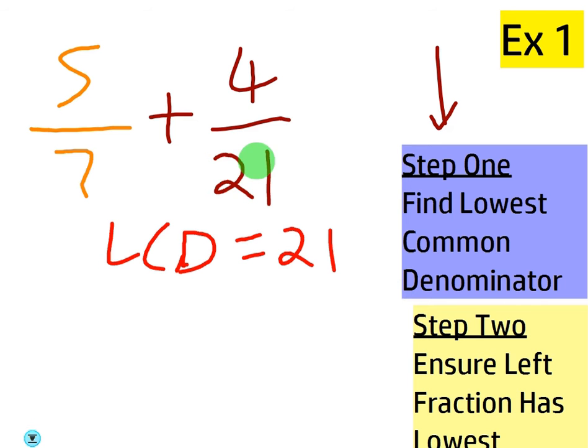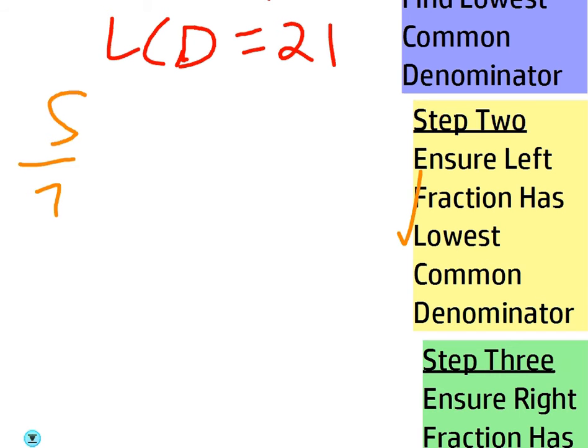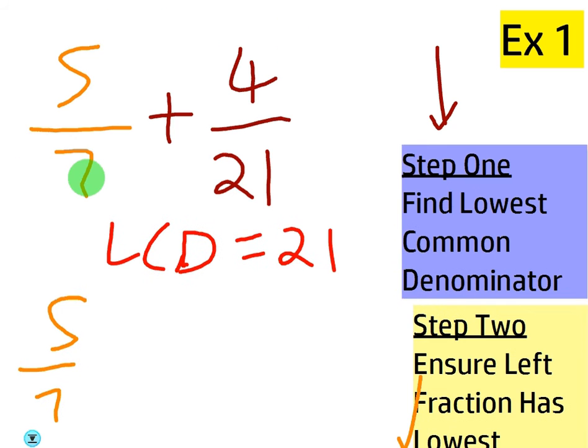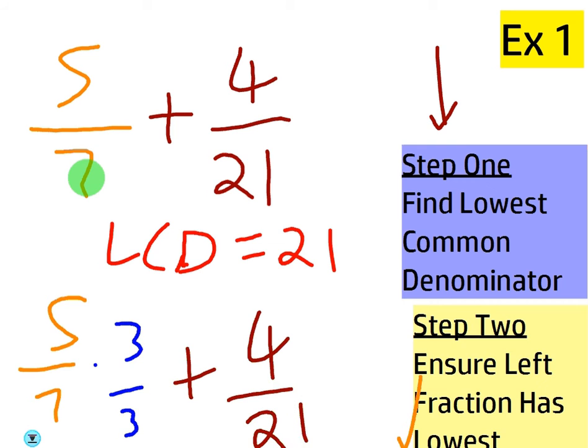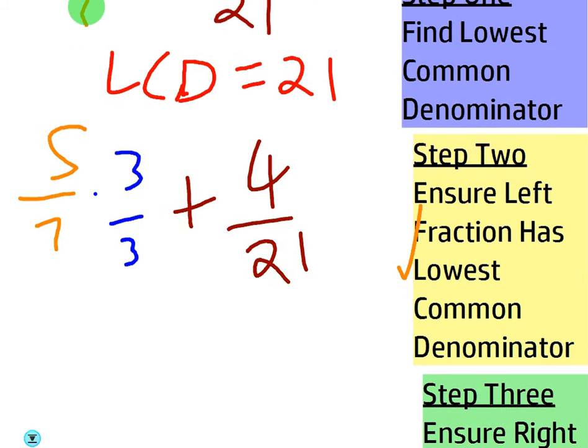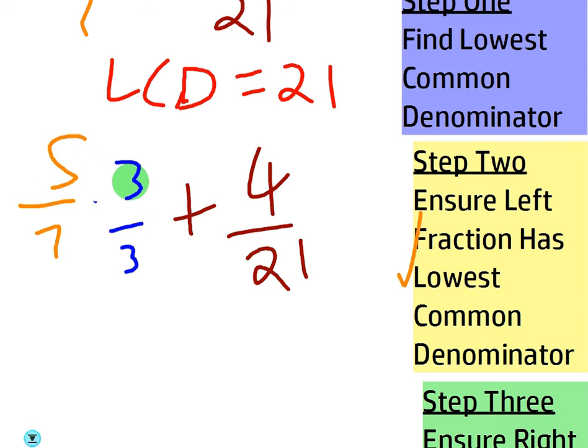So that means we don't have to change this. It's already 21, right? The only one we have to change is the 7. So what number can you multiply 7 by to get to 21? 3. So the next step, ensure that the left fraction has the lowest common denominator. That means we have to multiply it by 3. Okay. So we're going to multiply straight across. What's 5 times 3? 15. 7 times 3 should give us what we wanted, 21.